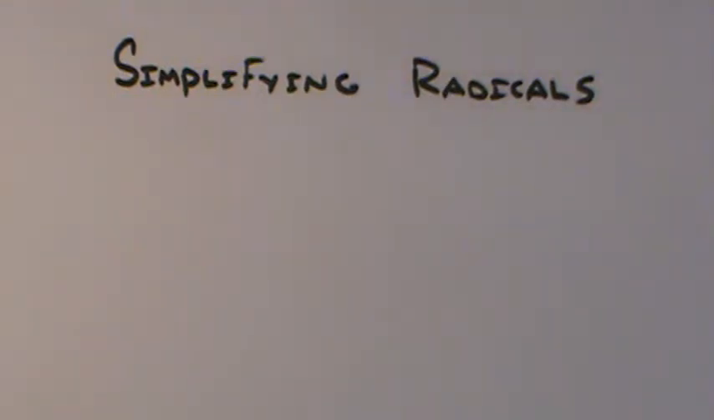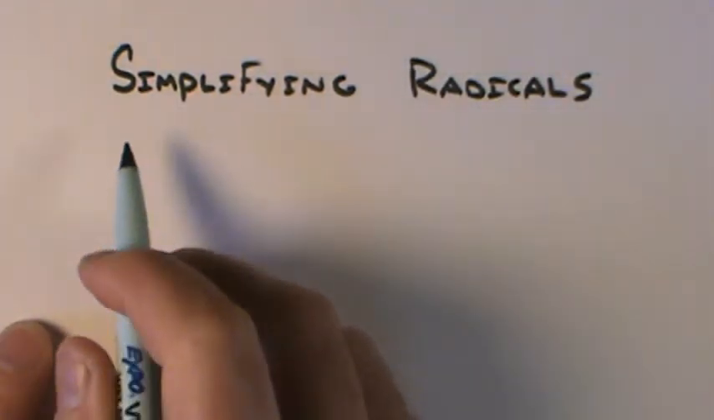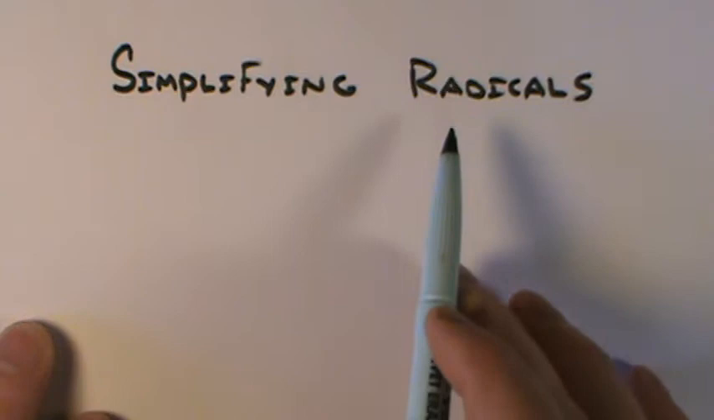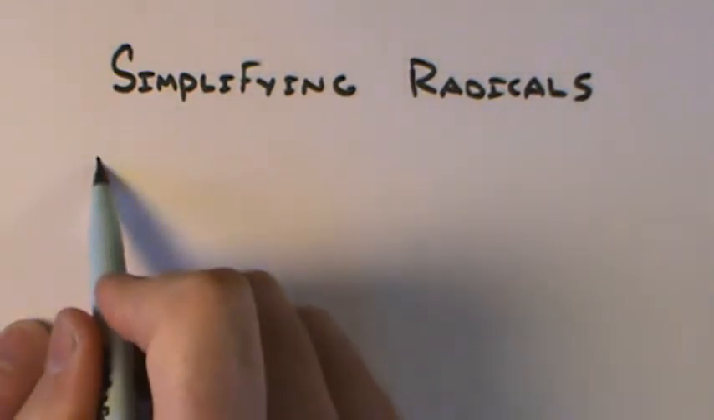Simplifying radicals. Before we begin with any examples, I just want to quickly run through an idea that was presented earlier in the year. The difference between a rational and an irrational number often is dealing with a square root or a radical.